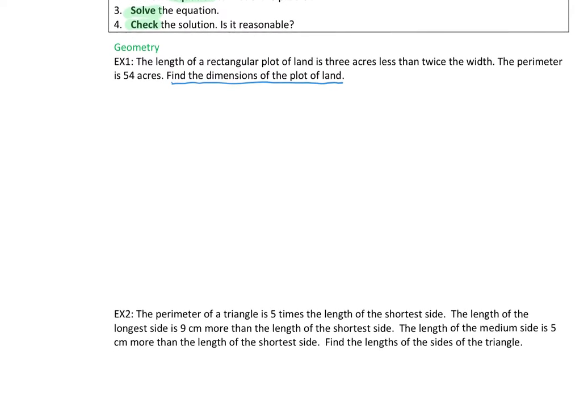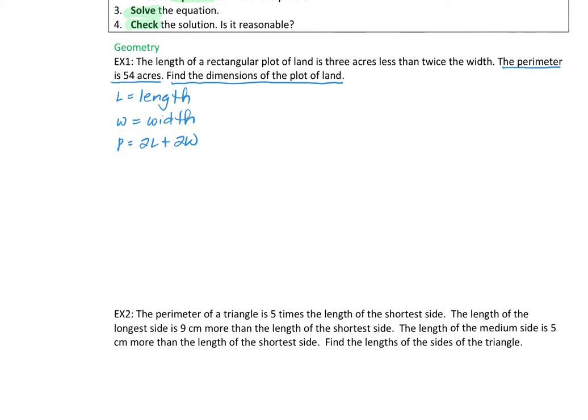I'm going to use the generic L, so I'm going to assign my variable. L is going to be the length, and I'm going to have W stand for the width. My goal is to write an equation. When I look back at this problem, I note that the perimeter is 54 acres. And I know the generic formula or equation for a perimeter. The perimeter is 2 times the length plus 2 times the width. So I have an equation that models this problem.